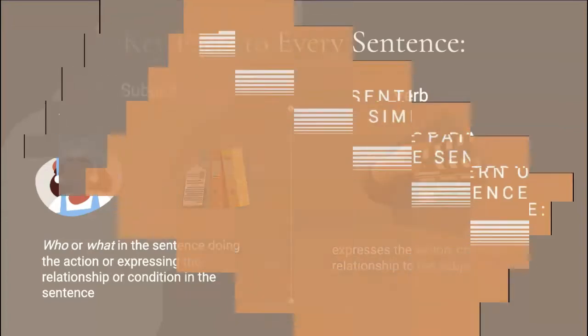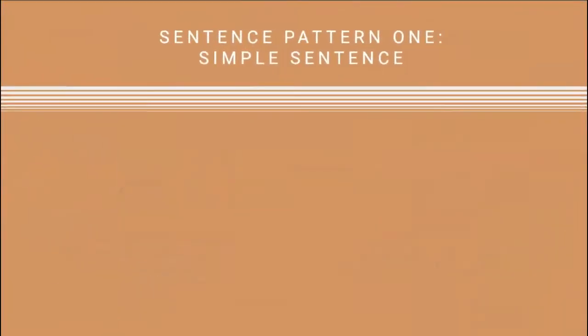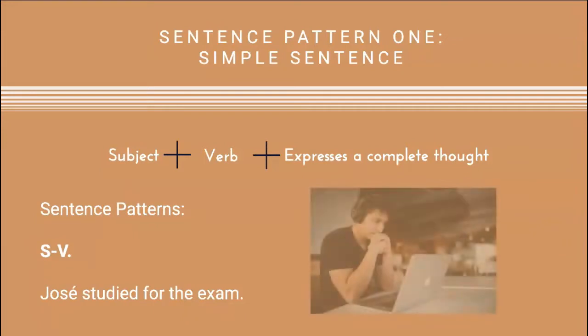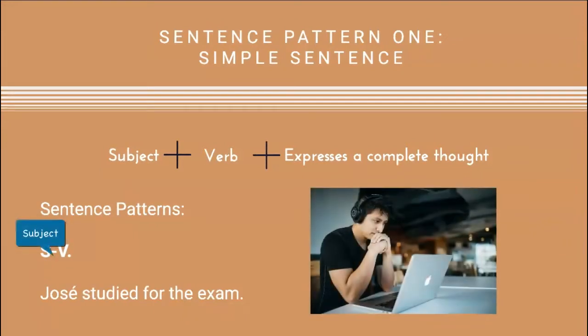Sentence Pattern 1. Simple sentence. A simple sentence contains a subject, a verb, and expresses a complete thought. For example, Jose studied for the exam. Jose is our subject, and studied is our verb.